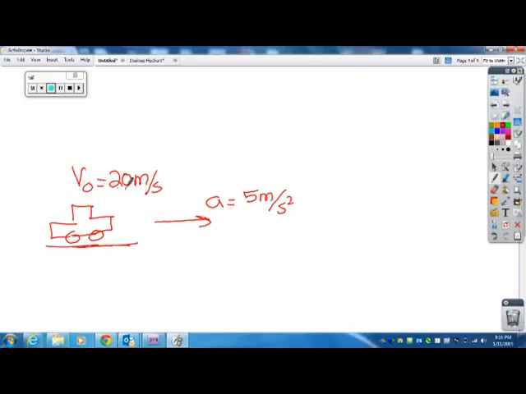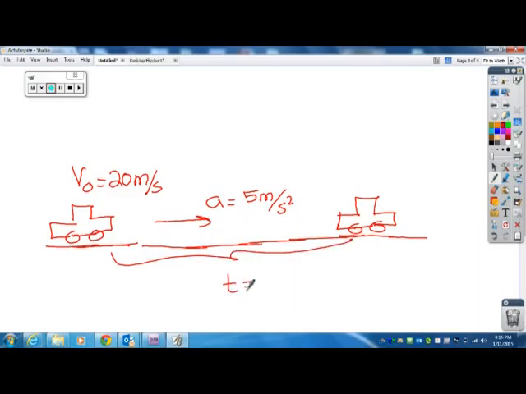That means every second its speed is going to increase by 5 meters per second. So 1 second later, this car is going to be traveling at 25 meters per second. Then another second later, it's going to be traveling at 30 meters per second. Then another second later, 35 meters per second. So it's increasing its speed by 5 meters per second every second. So they give you a problem and they say, okay, how fast is this car traveling after 5 seconds?